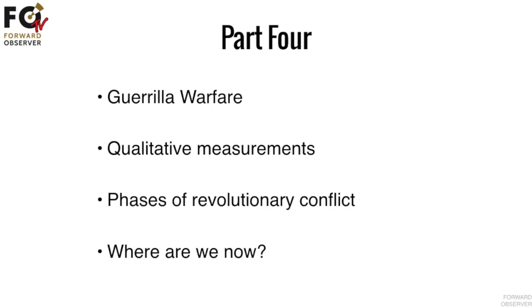Now, this brings us to the end of part 3. In part 4, we're going to start to look at the doctrine of guerrilla warfare. I'm going to share some qualitative measurements. In other words, how can we grade the strength and capability of two sides in a conflict? We're going to look at phases of revolutionary conflict and try to gauge where we are right now.